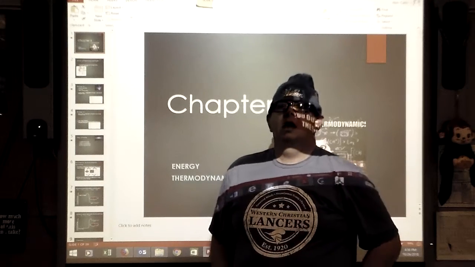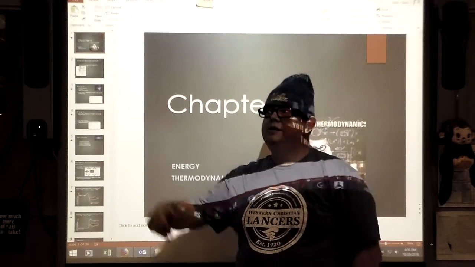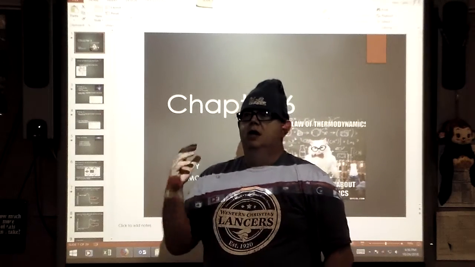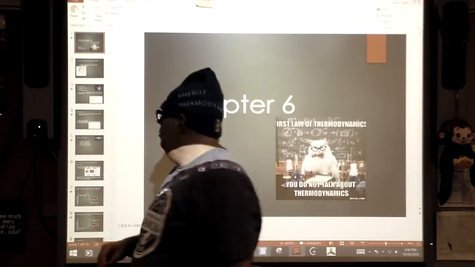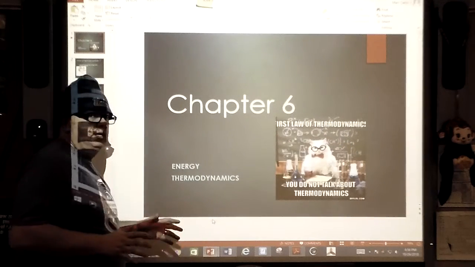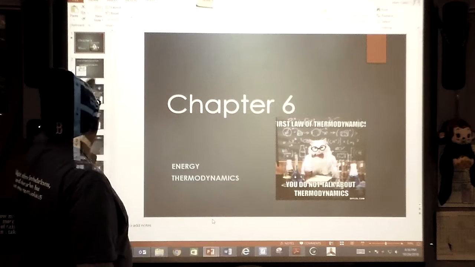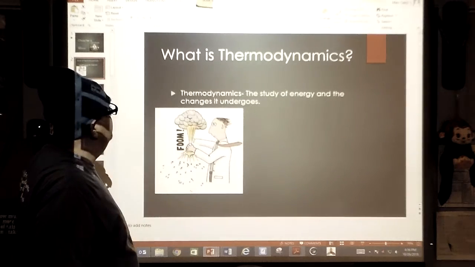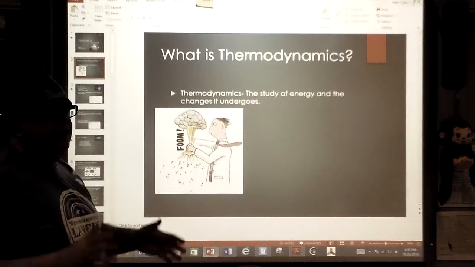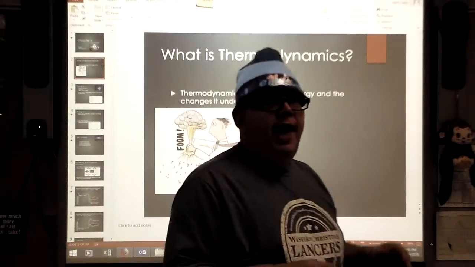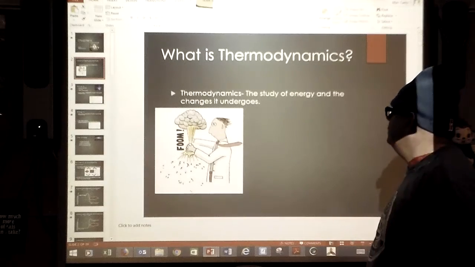Okay, here's the deal. This is the Thermodynamics chapter for AP Chem, chapter 6. We're going to look at energy and thermodynamics. Okay, and with that, let's get started. So we have to look at what is thermodynamics. Well, the first thing about it is, it's the study of energy and all the changes that it undergoes.